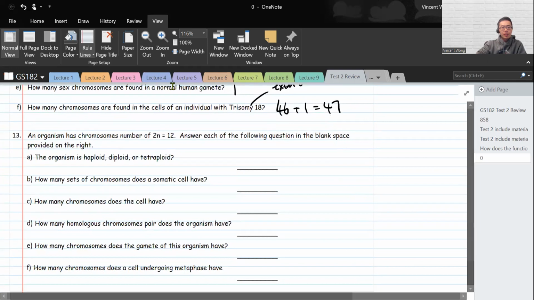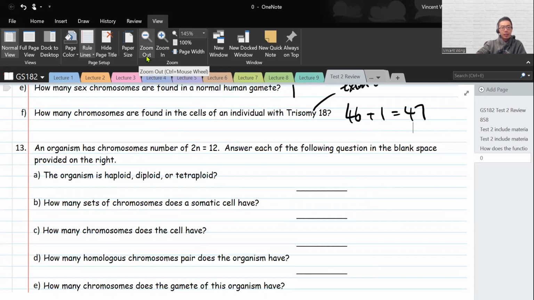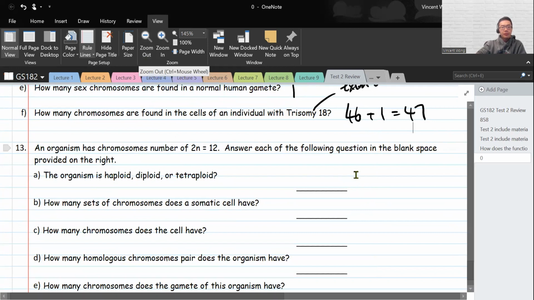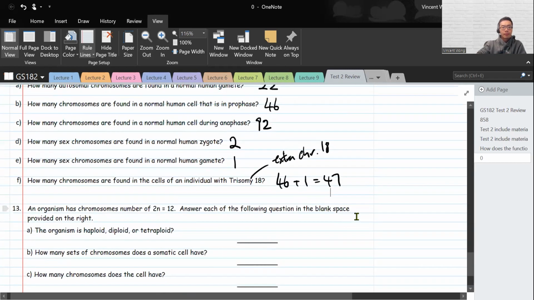All right, pay attention to this particular one. We did it in class, but it's good to go through it again. An organism has chromosome numbers of 2n. Yes, Sarah, go ahead. Get the 47 chromosome on F.